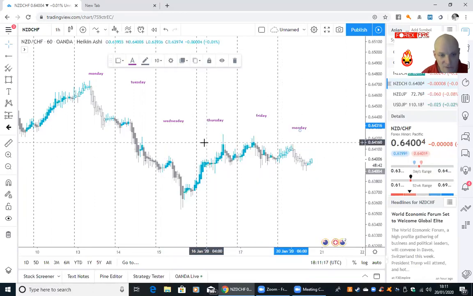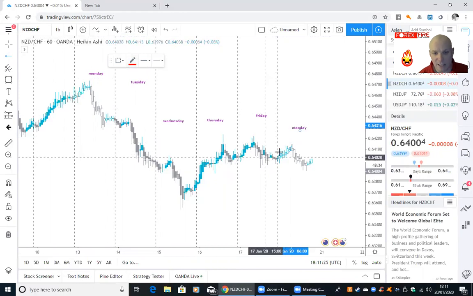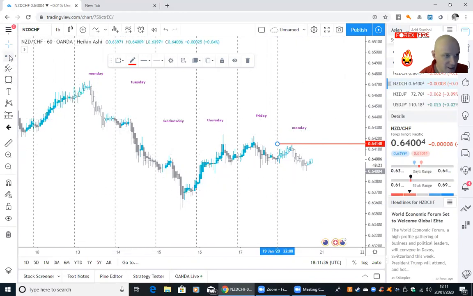Now, what we need to do is, again, go on the instrument panel on the side, click the horizontal ray, and I always like to mark my first lines in red. So you're going to go to the highest point of the Monday. The session's almost closed now for the Monday on the markets. So we're going to go to here and plonk that there. That's the high. And we want the low point. Okay, that's that there.